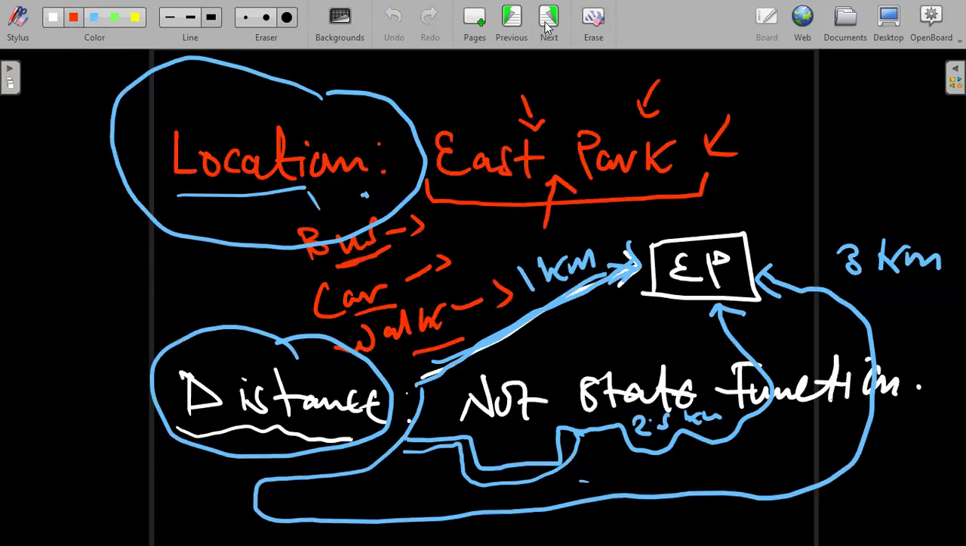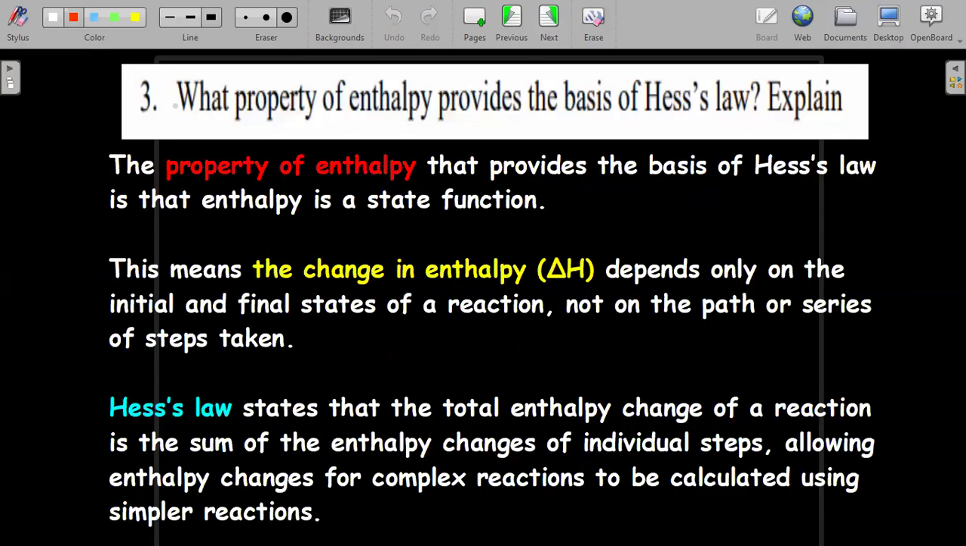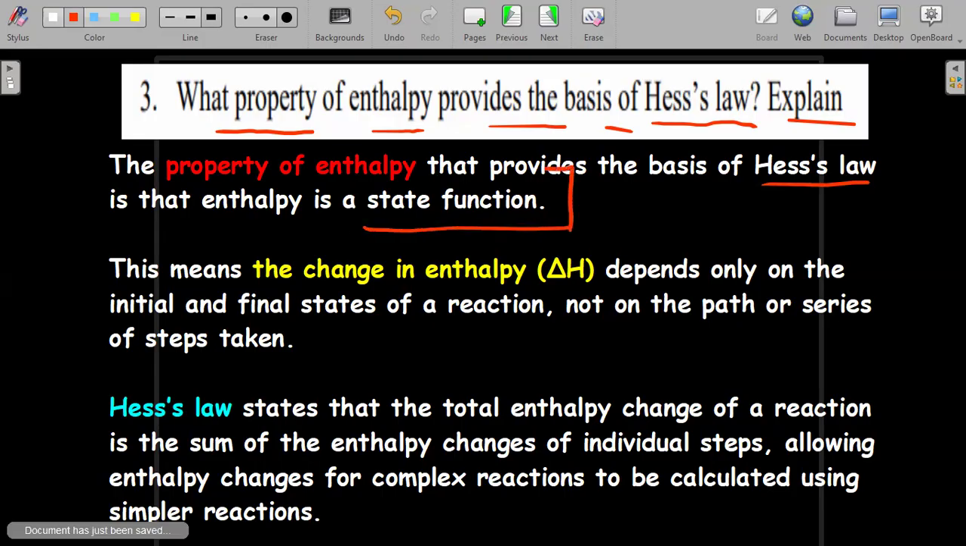So we go to question 3 now. Question 3: what property of enthalpy provides the basis for Hess's law? And then they're saying explain. All right. So the property of enthalpy that provides the basis of Hess's law is the state function. The same thing that I've been explaining is the one that provides the basis of Hess's law. So what does that mean?